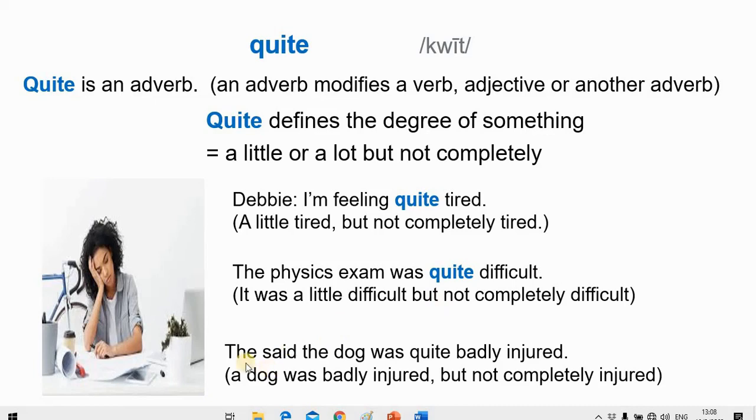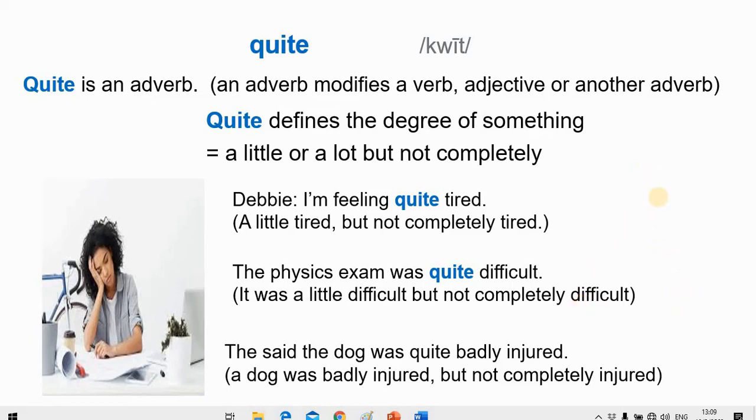Next here. They said the dog was quite badly injured. Sorry guys. They said the dog was quite badly injured. So this means that the dog was badly injured, but not completely injured. So guys, let's look at the grammar of this.